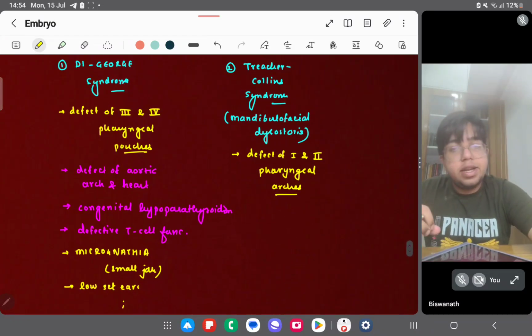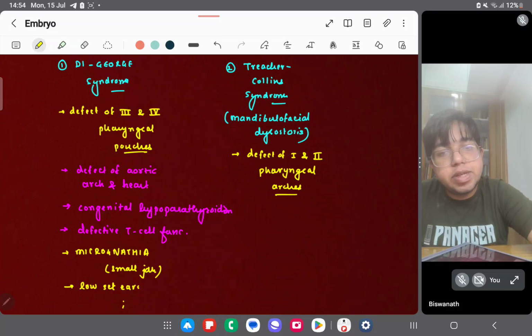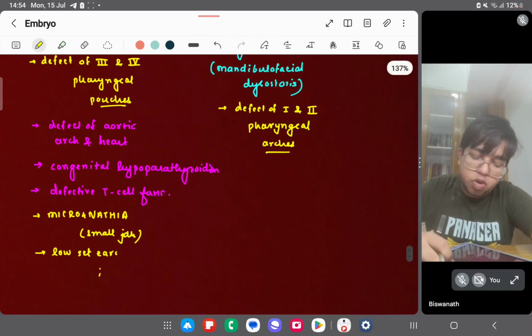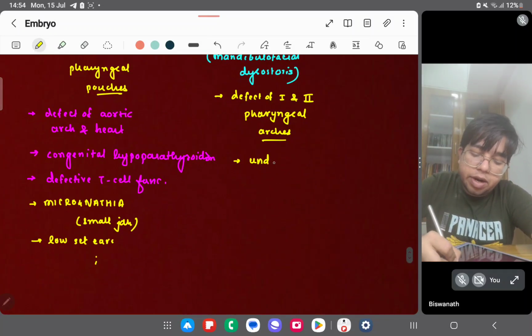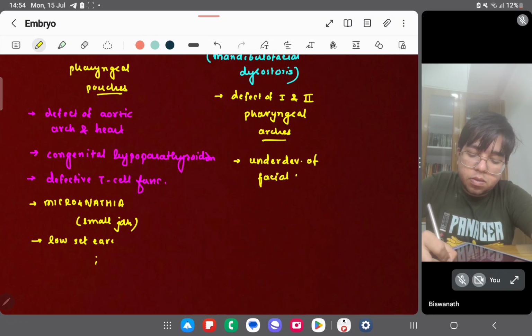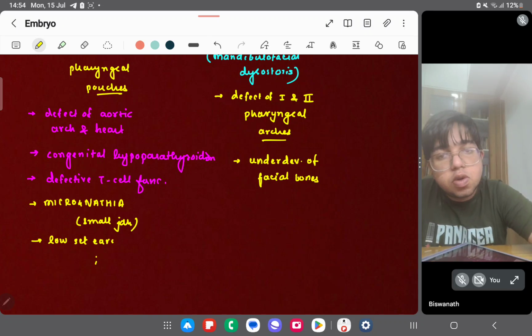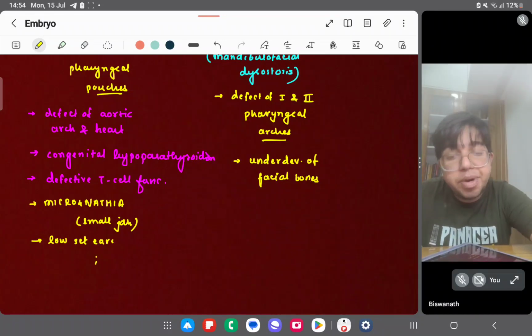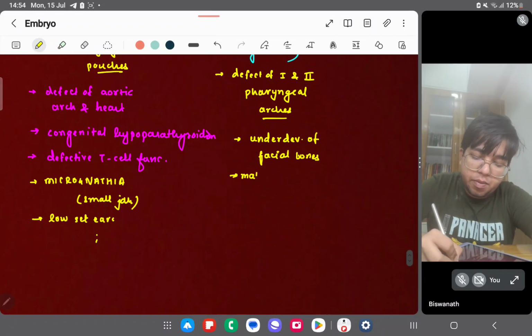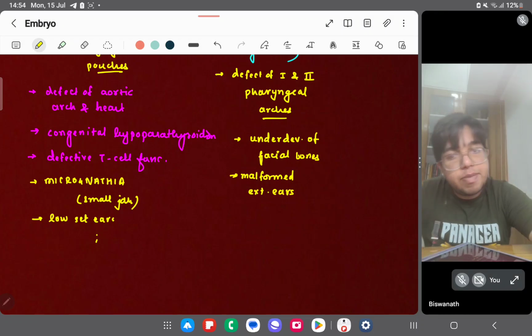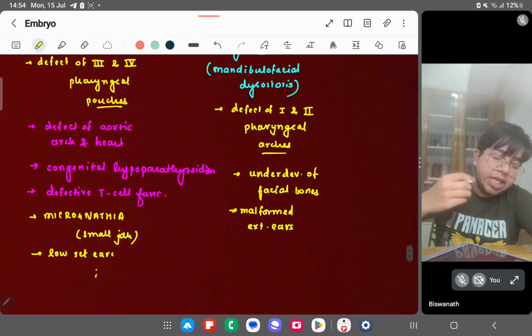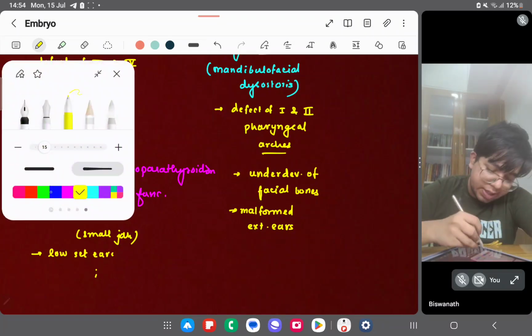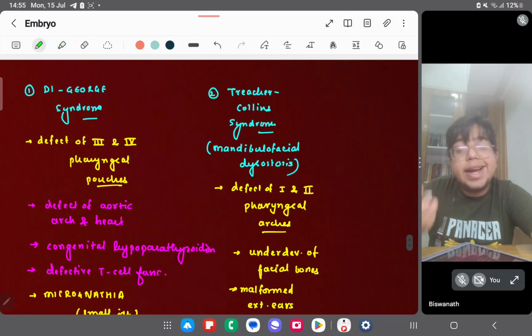And in Treacher-Collins syndrome, a variety of abnormalities occur. There will be underdevelopment of facial bones, especially of the zygomatic bones. There will be down slanting of the eyebrows. There will be malformed external ears. Basically, we have a gene here, the TCOF1 gene. There is a defect in the TCOF1 gene in Treacher-Collins syndrome.